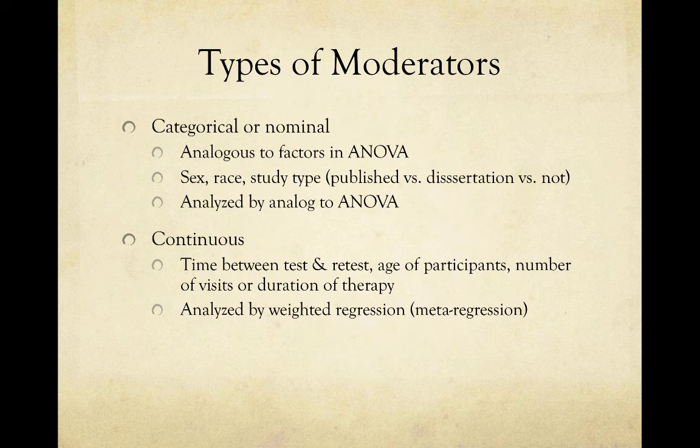We can think of two basic types of moderators. First is the categorical or nominal type, and this is analogous to factors in analysis of variance when we're doing primary research. So sex, race, study type, so if we want to look at published versus unpublished manuscripts, or dissertations versus non-dissertations, or something like that, we would analyze by an analog to analysis of variance for meta-analysis. And if our independent variables are continuous, like the time between test and retest, or the average age of the participants, or the number of visits, or the duration of therapy, or something like that, we would use a weighted regression, sometimes called meta-regression, to analyze the data.